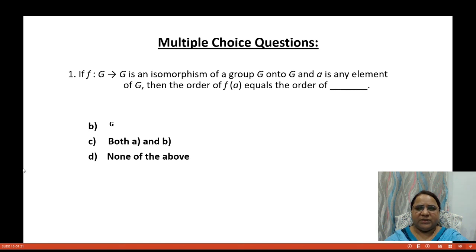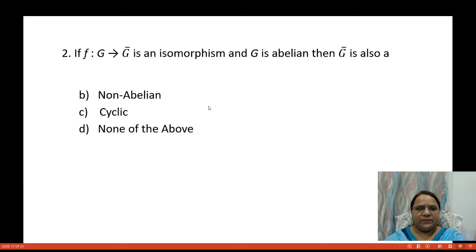Now we have got the multiple choice questions. If f is a mapping from G to G bar, an isomorphism of a group G onto G bar, and a is any element of G, then the order of f of a equals the order of a. That's the answer now. Next we have the second question. If f is a mapping from G to G bar, an isomorphism, and G is abelian, then G bar is also abelian. Just now we have proved that result.